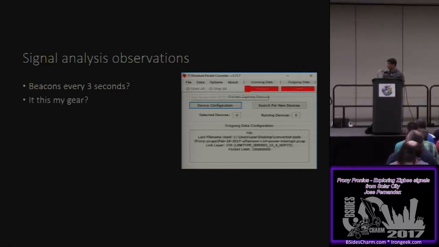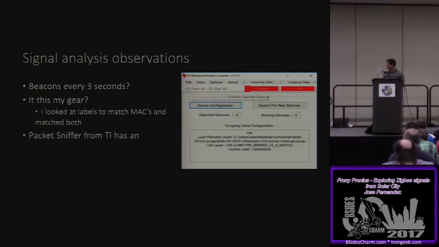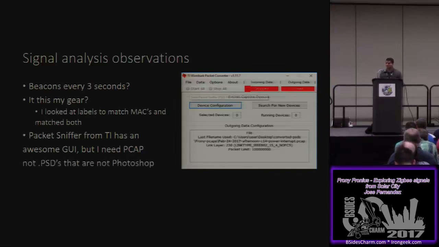So looking at this, I'm not going to show you guys the PCAPs because it's too intense, to be honest. It was beaconing every 3 seconds. And I was like, 3 seconds? Yeah, odd number, but why? Why 3? Is this really my stuff? So I compared the MAC addresses on both labels. I matched both of them. It's like, yeah, it's my stuff.